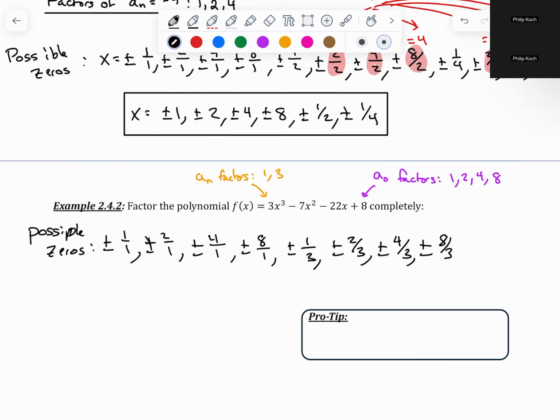Now, in the future, I'm just going to rewrite these. I'm going to reduce the fractions as I go along. So I'm not going to write it anymore as 1 over 1. I'm just going to write 1. 2 over 1, I'm just going to write 2. If I see 2/4, I'm going to write it as 1/2.